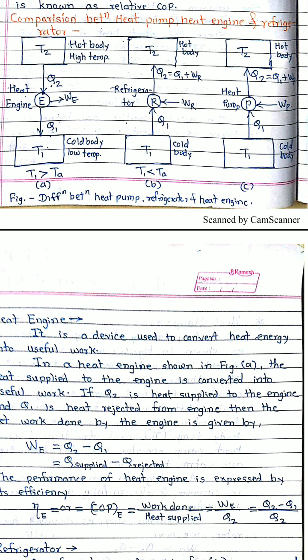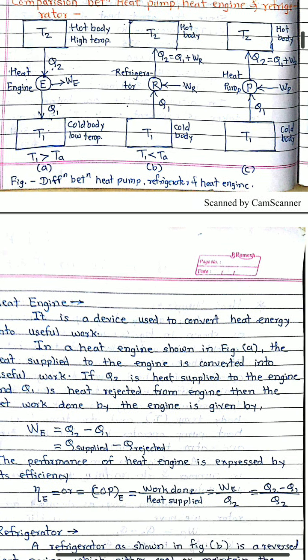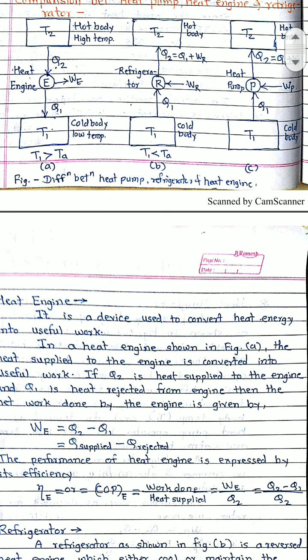When this heat transfer takes place, the engine will produce the work done. So in the case of a heat engine, work is produced. That's why this outward arrow is shown, WE, which is the work done by the heat engine. This device, the heat engine, is used to convert heat energy into mechanical energy. In the figure shown, the heat supplied to the engine is Q2 and the heat rejected from the engine is Q1.